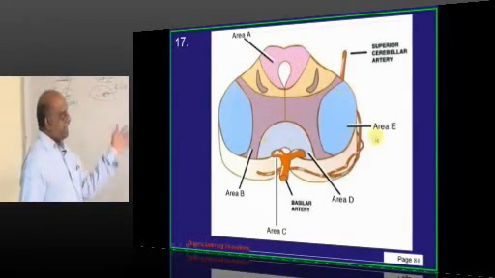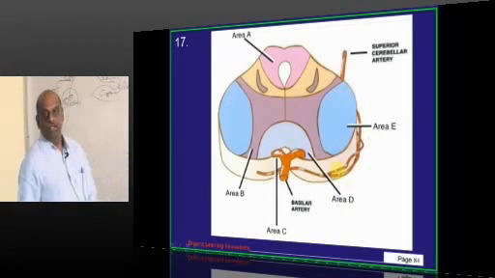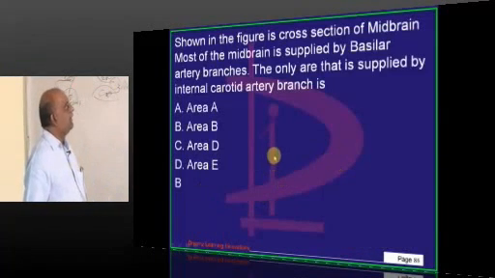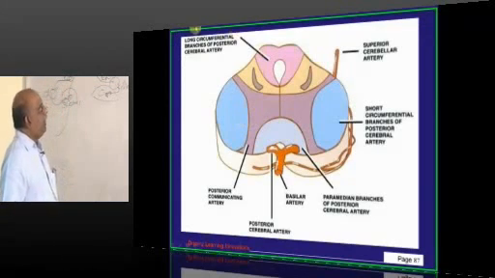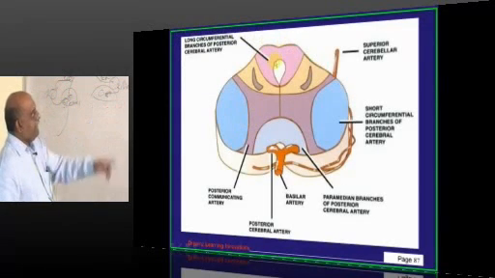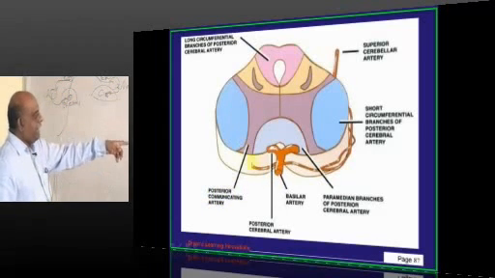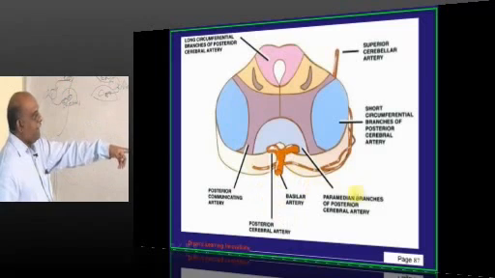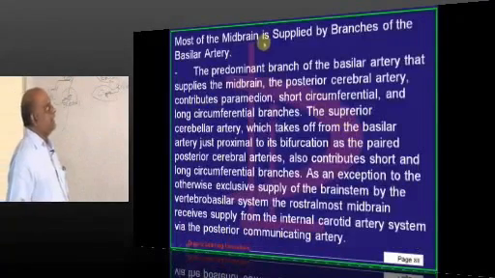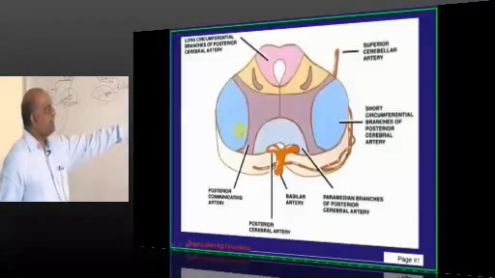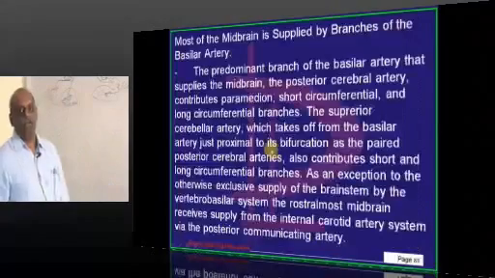Then once more you get a cut section of the various areas. What is the blood supply? So you have long circumferential branches of the posterior cerebral artery. That is the medulla blood supply. Then you have the posterior communicating artery, the posterior cerebral artery, and the different branches supplying this, which is the midbrain blood supply.